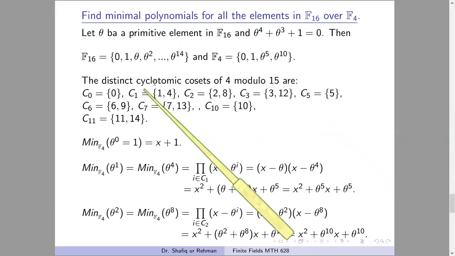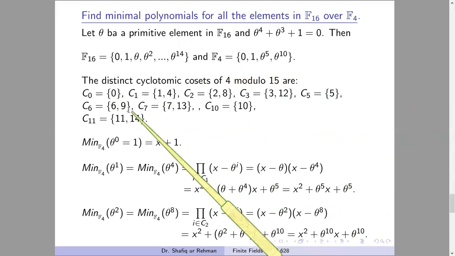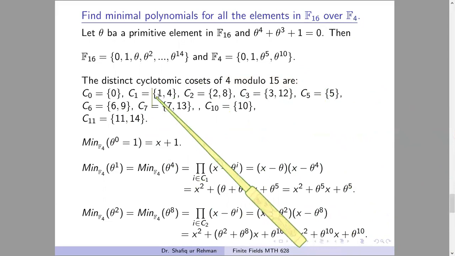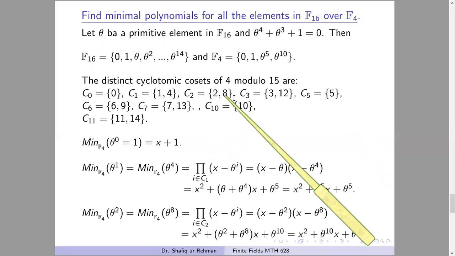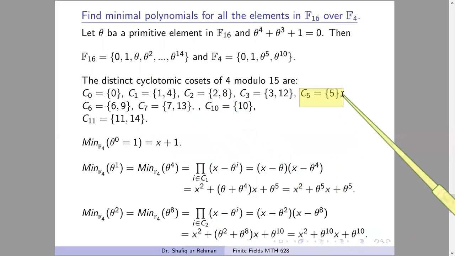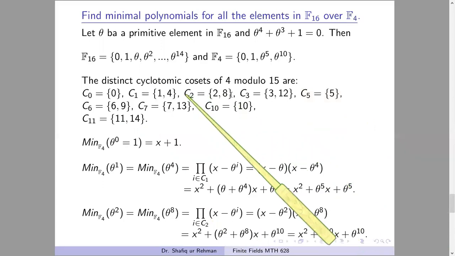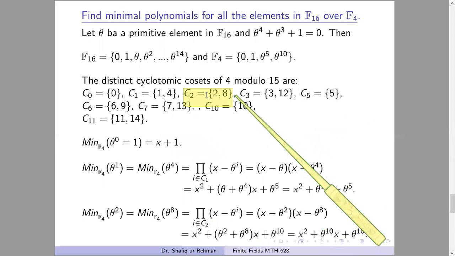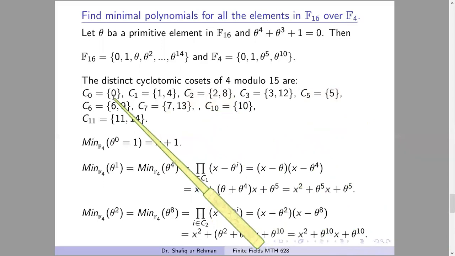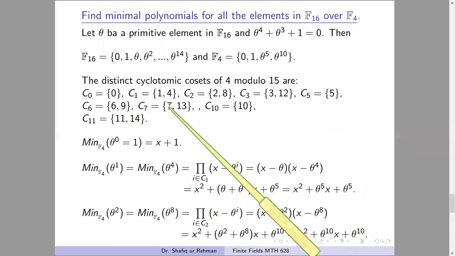And now from these cosets, we get one message: each minimal polynomial will have degree at most 2, because the cyclotomic cosets have cardinality at most 2. Some cyclotomic cosets have cardinality 1, some have size 2. Therefore, we know that the cardinality of this set equals the degree of that minimal polynomial. Also, because here there are 1, 2, 3, 4, 5, 6, 7, 8, and 9 cosets, for the non-zero elements of F16, we will get 9 distinct minimal polynomials.